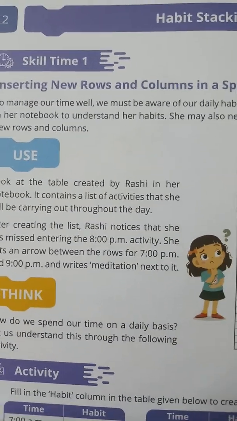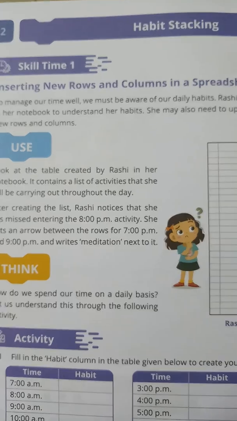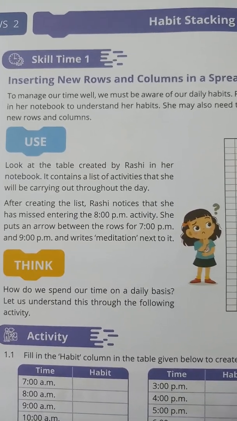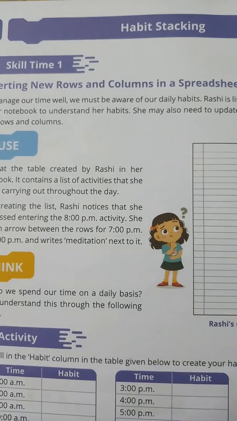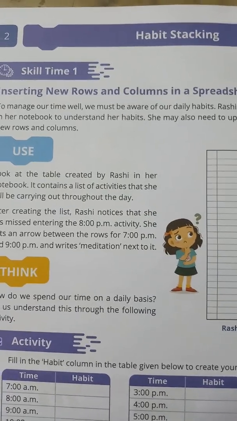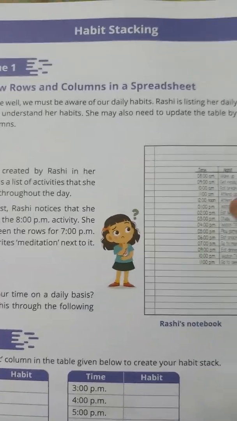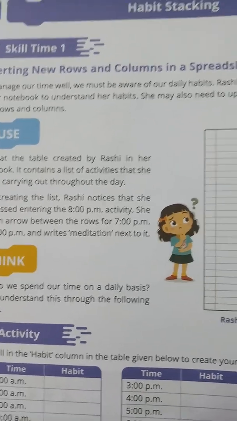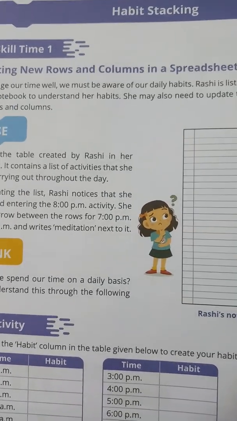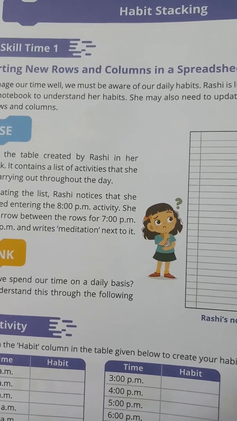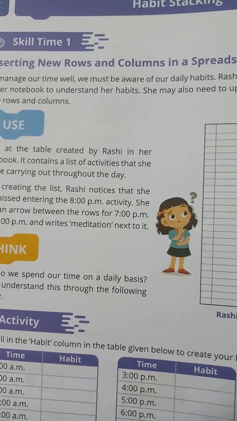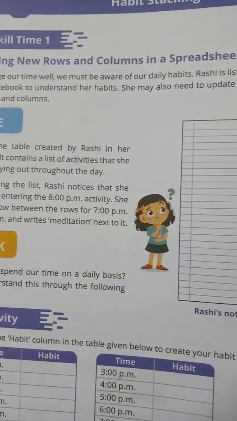And then here, skill time 1: inserting new rows and columns in a spreadsheet. To manage our time well, we must be aware of our daily habits. Rashi is listing her daily activities in her notebook to understand her habits. What is Rashi doing? She is taking notes of her daily activities.